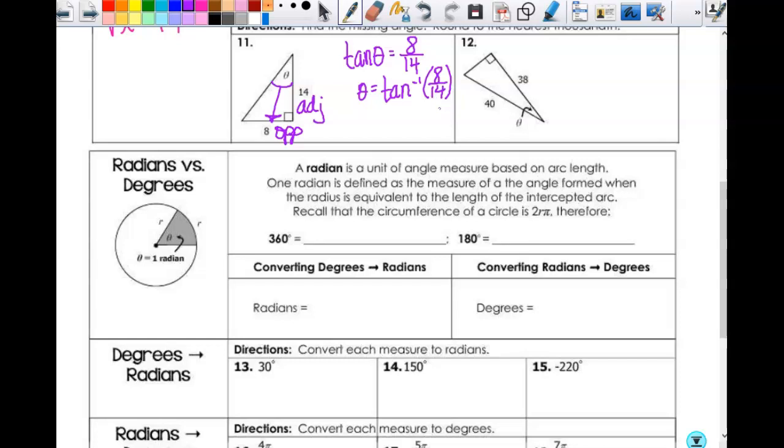So here, this is theta. This is the opposite. I'm not even labeling it. This is the hypotenuse. This is the adjacent. Okay. Say that one more time. I didn't hear what you said.